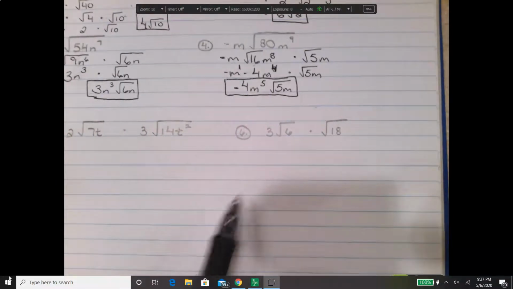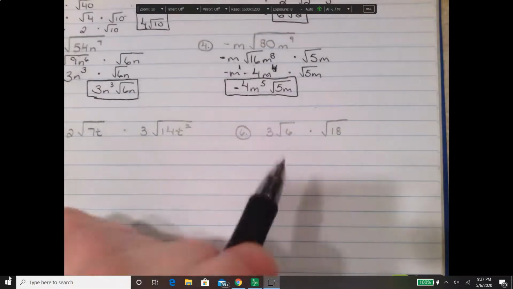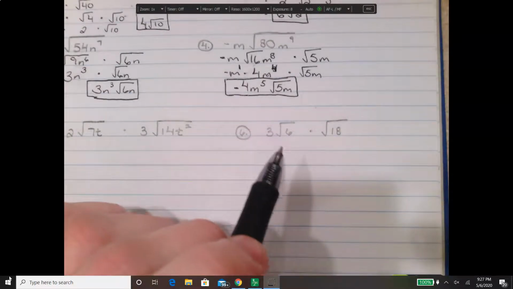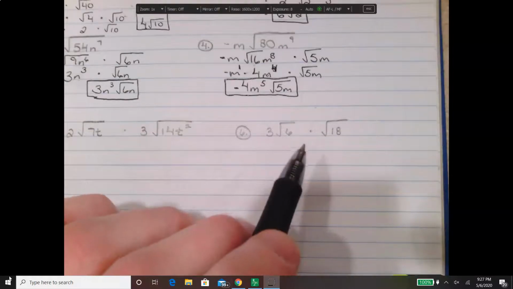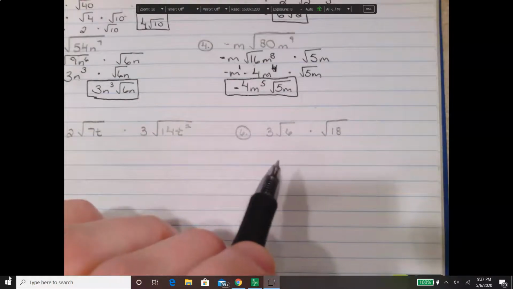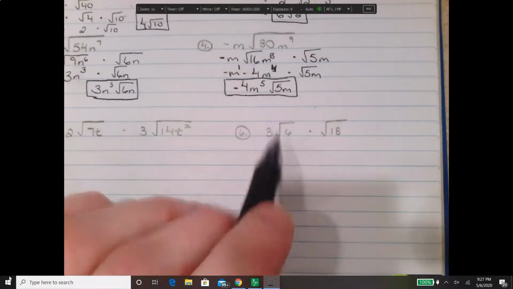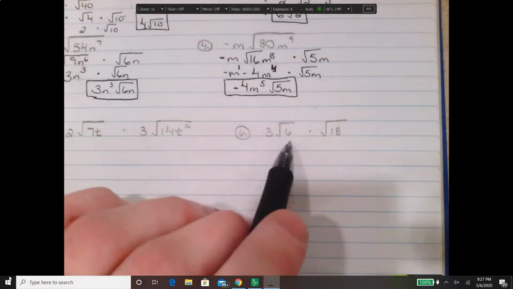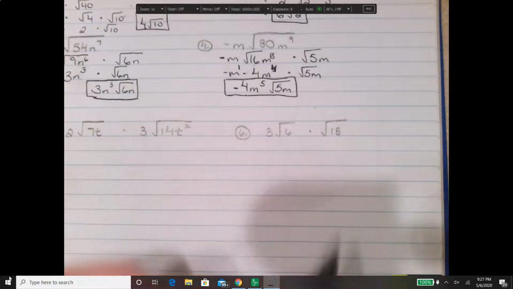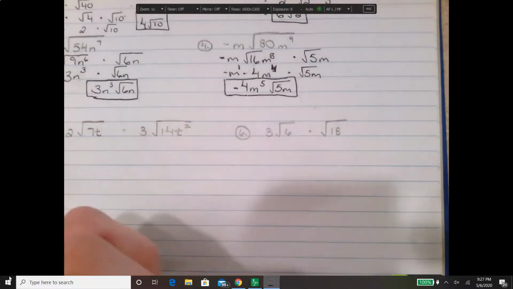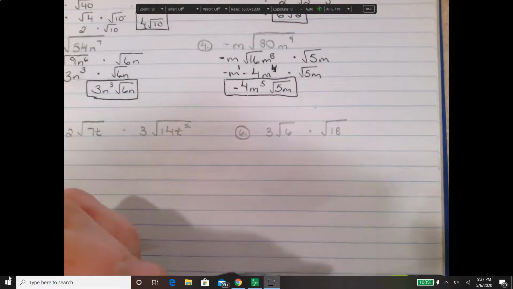From number 4, I'm going to go to number 6 first, just because I like number 6 better than 5, and it's a little easier. Now let's look at multiplying, a new kind of step here in this lesson, multiplying radical expressions. So I've got 3 radical 6 times radical 18. So I want to go ahead and multiply these together. I'm just going to multiply all the pieces.